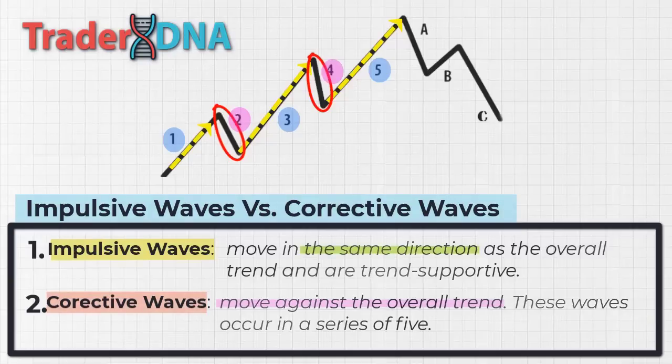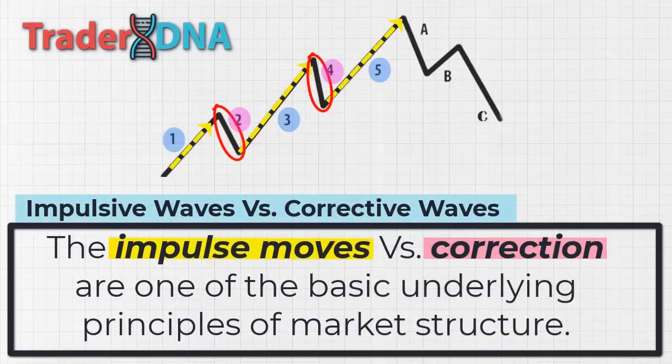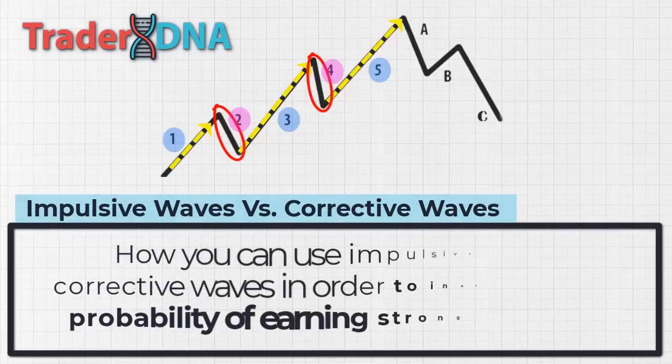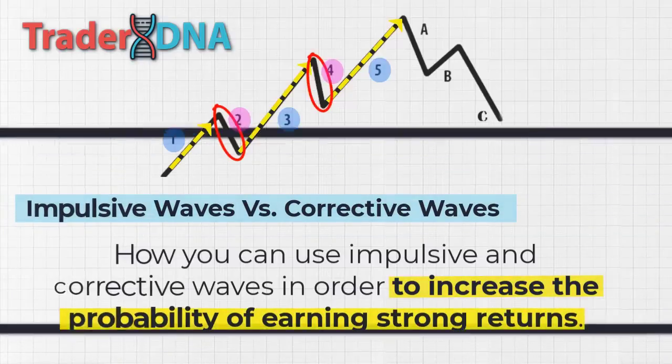Impulsive waves and corrective waves are perfect opposites. However, the trading theories that make them useful remain unchanged. The impulse moves versus correction are one of the basic underlying principles of market structure, and understanding market structure, besides the obvious support and resistance levels. We will now explore how you can use impulsive and corrective waves in order to increase the probability of earning strong returns. Learning how to trade Elliott wave.